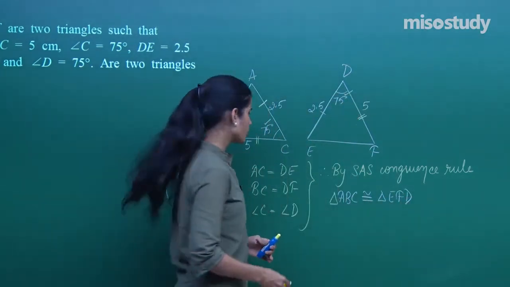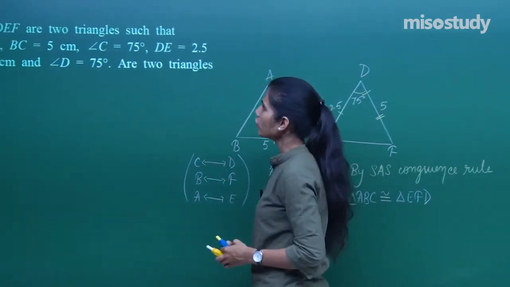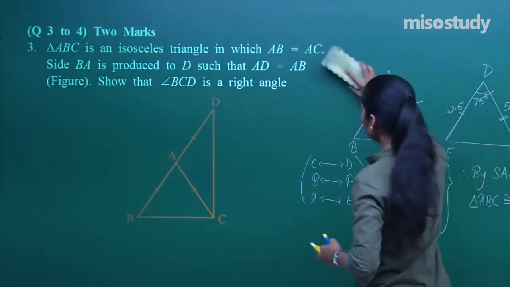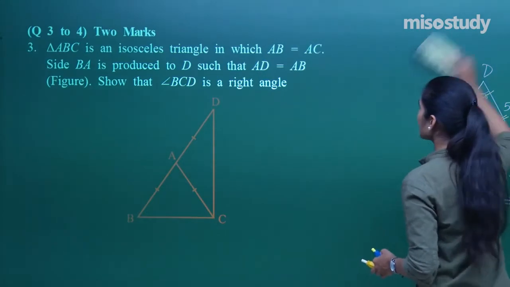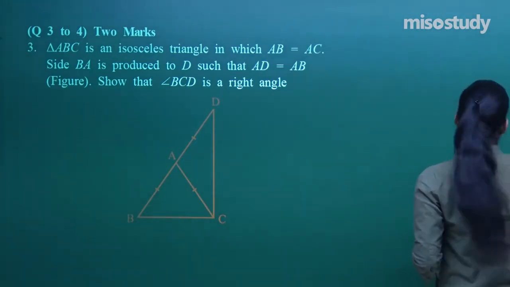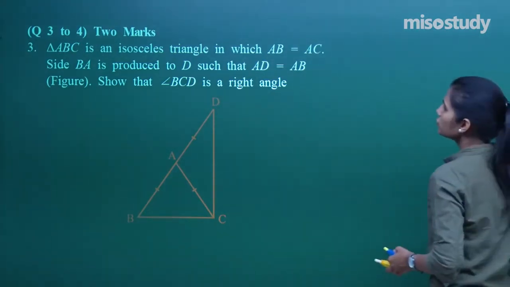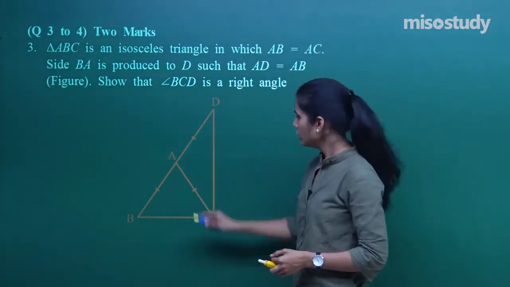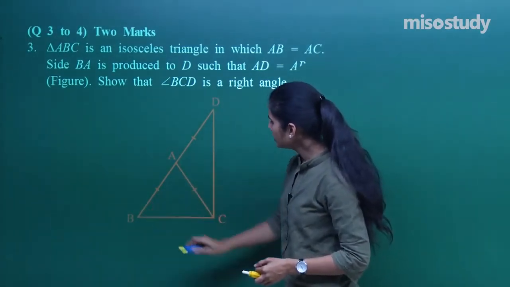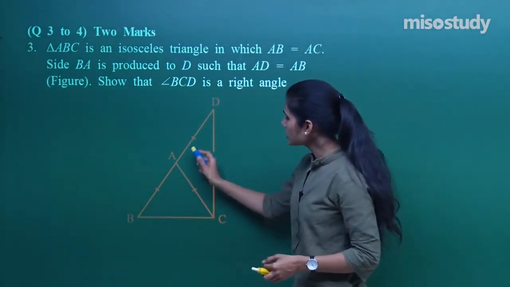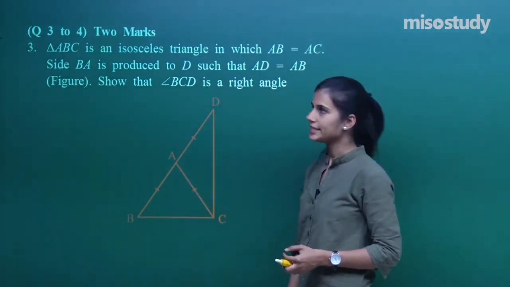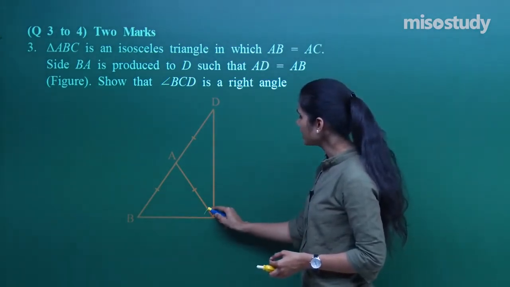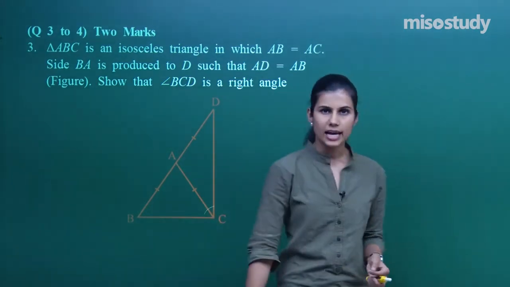Is it clear? So, yes, the two triangles are definitely congruent. Now, a triangle is given to you. ABC is an isosceles triangle in which AB is equal to AC. Side BA is produced to D such that AD is equal to AB. So, AD is equal to AB, and because ABC is isosceles, AB is equal to AC as well. Show that angle BCD, this angle, is a right angle.